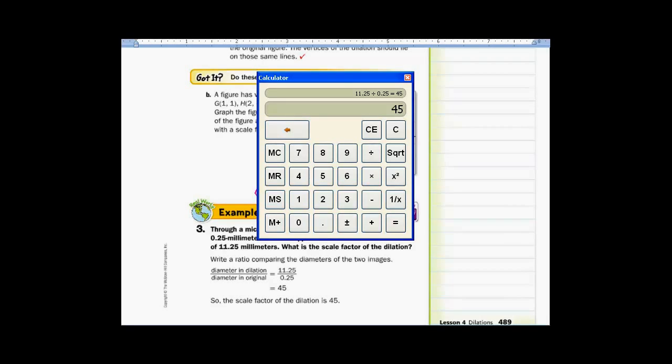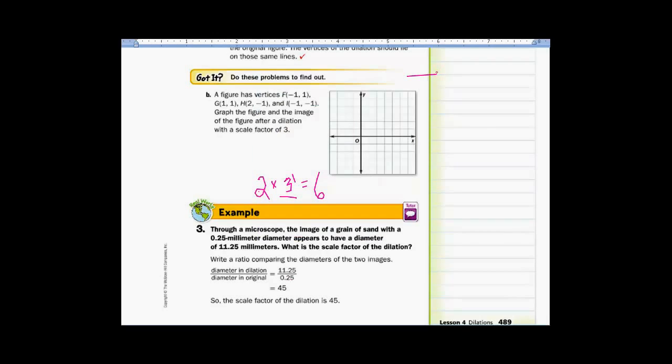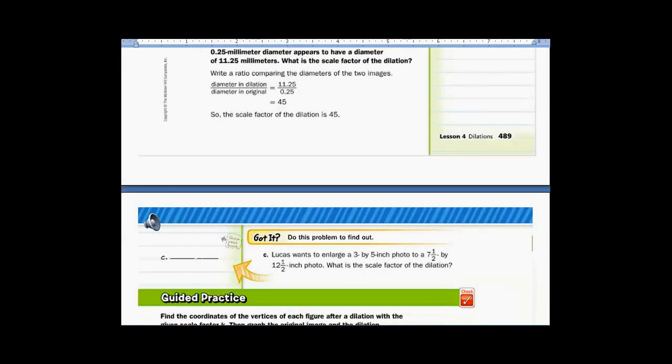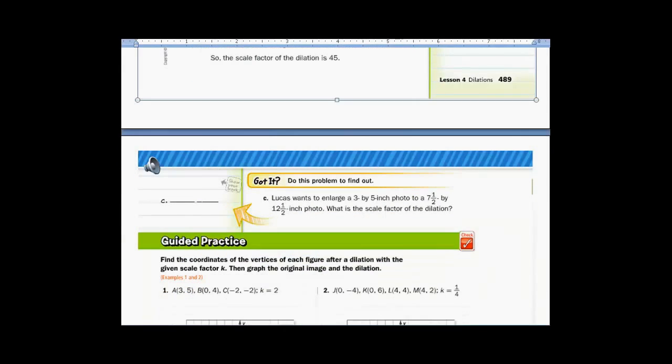All right. I thought I would leave it up there. Maybe not. You will need it to try the one at the top of the next page. Hopefully with your calculator, you can use the one on the iPad. Do this problem to find out. Pause it and try it, please.